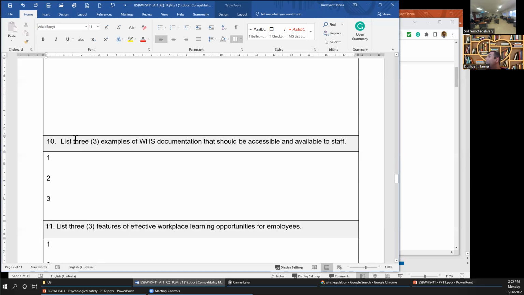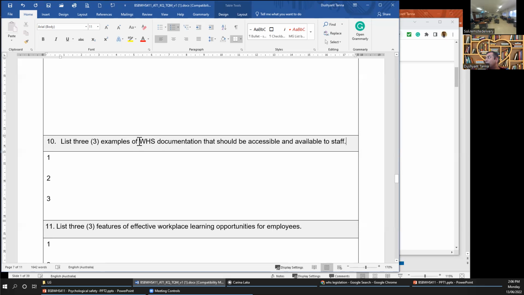Moving on, list 3 examples of WHS documentation that should be accessible to all the staff. Three examples of WHS documents. First of all, the basic thing I would say, yes, meeting agenda, very true. The other thing I would say is they should know where to locate the document, number one, isn't it?